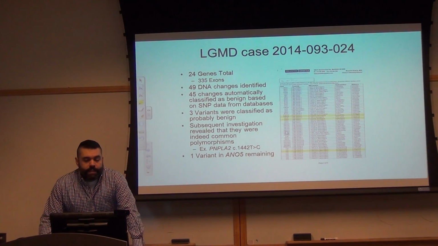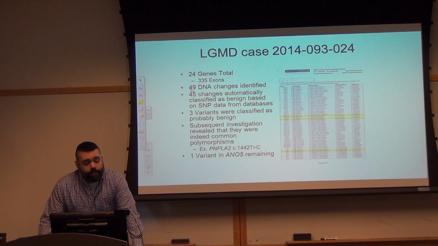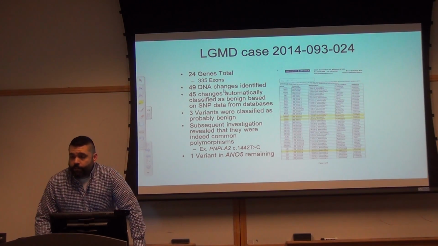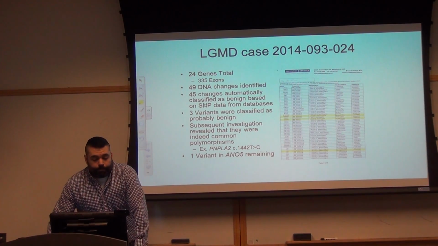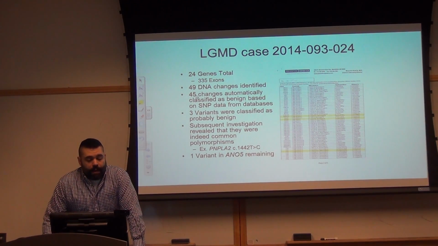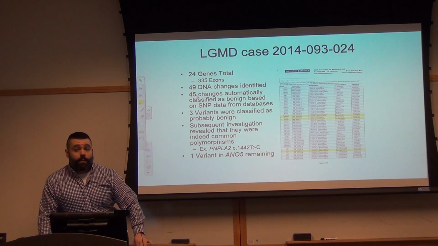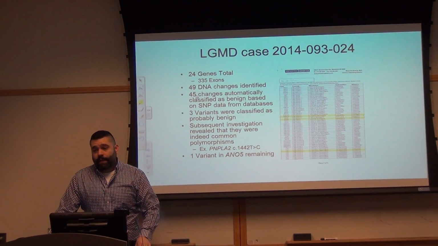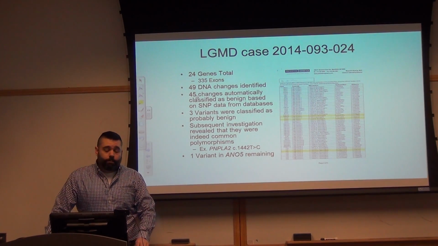So these are the data from the limb-girdle case that I did in 2014. So again, 335 exons, and we only identified 49 DNA changes versus the reference sequence and our patient. 45 of those were automatically filtered out based on population frequency or whether or not we had already seen them and classified them in the lab as benign. Because this was a really big reference lab that I was working in.